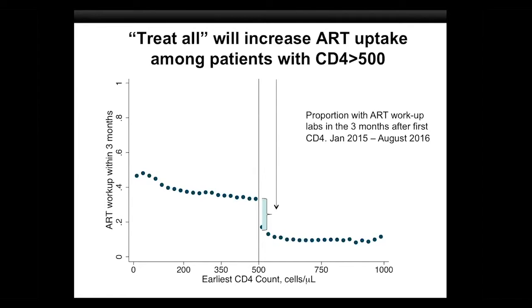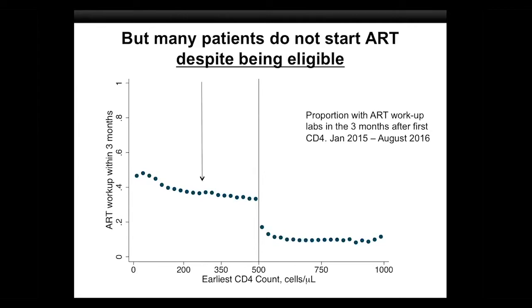And if you presented above 500, about 15% had a lab workup. So extending eligibility to these people above 500 is going to have a substantial impact on their progression to initiation of therapy. So that's the good news. Of course, the bad news is that lots of patients are not starting even though they're eligible.